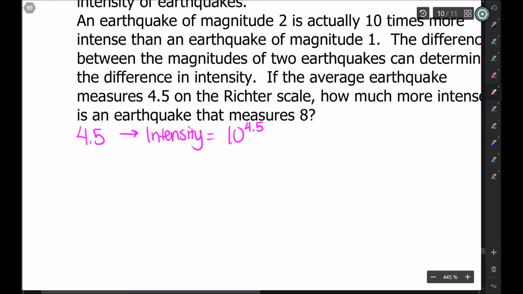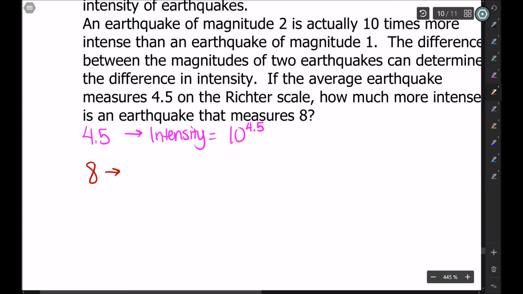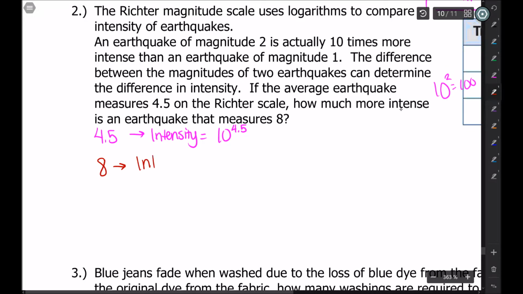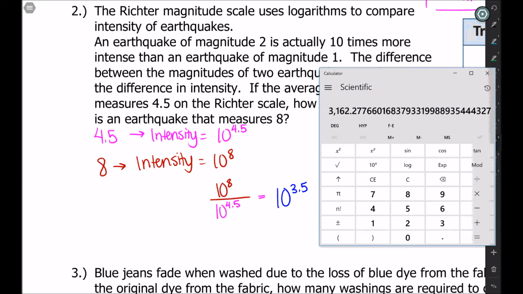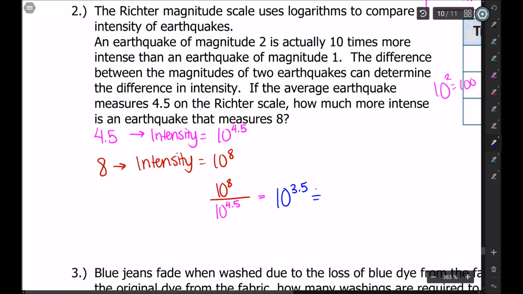And if we have something that has a magnitude of 8 on the Richter scale, that means that it has an intensity of 10 to the power of 8. And if I want to know how much more intense one is than the other, I'm going to divide them. And if you remember, when we divide, we need to subtract our exponents. So 8 minus 4.5 is 3.5. So I'm going to type it in my calculator, 10 to the power of 3.5, and I end up getting 3,162 approximately.